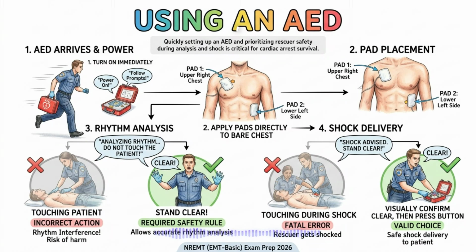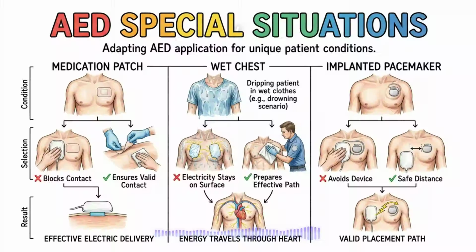The most critical safety rule, heavily tested on the NREMT, is ensuring that absolutely no one is touching the patient while the machine analyzes the rhythm or delivers a shock. You must loudly declare that everyone needs to stand clear, visually confirming your partners are safe before pushing the shock button. You must also be prepared to adapt your AED application for special situations in the field.